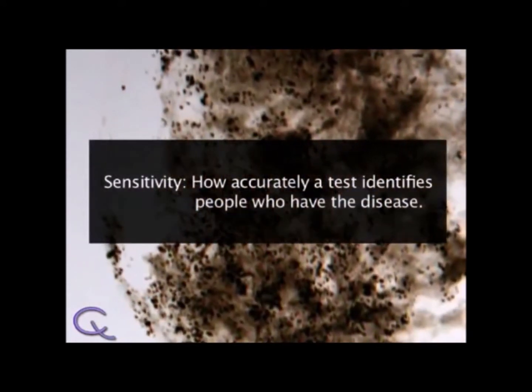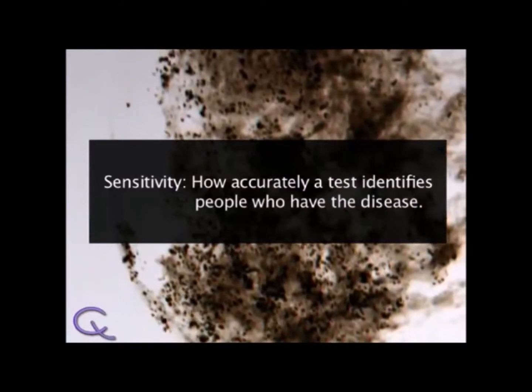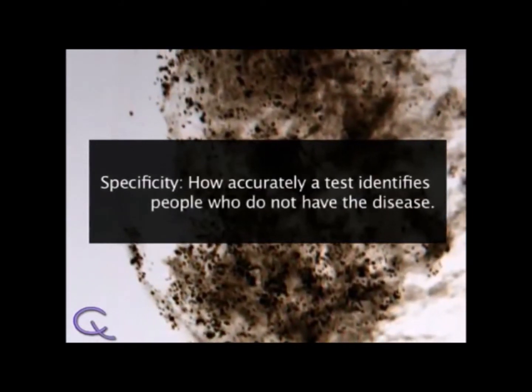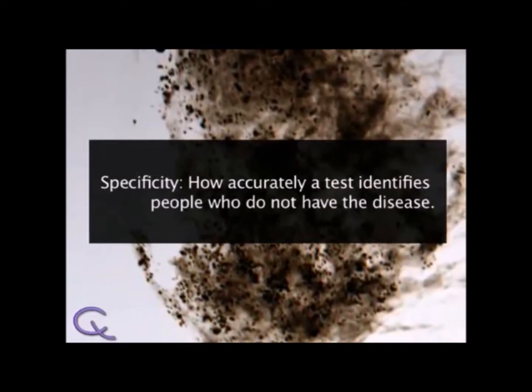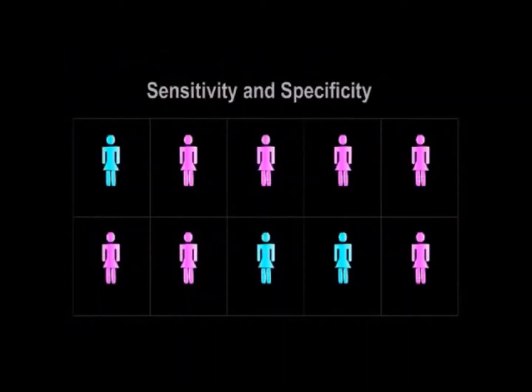In this part of the video, I would like to explain about the sensitivity and specificity. Medical tests are characterized by two features, sensitivity and specificity. Sensitivity refers to how accurately a test identifies people who have the disease, or true positives. Specificity refers to how accurately a test identifies people who do not have the disease, or true negatives.